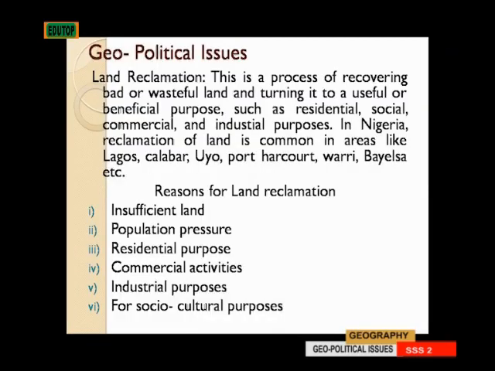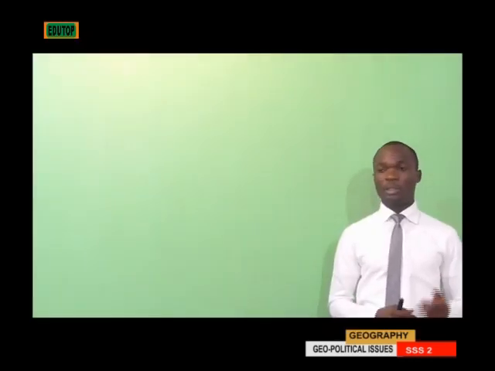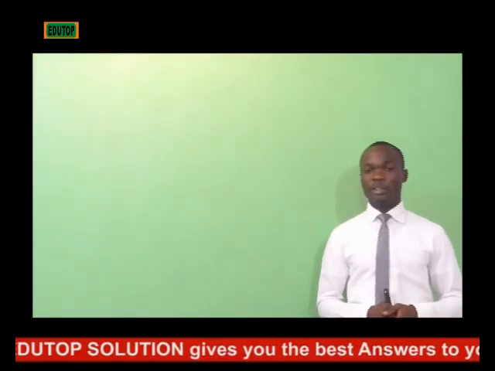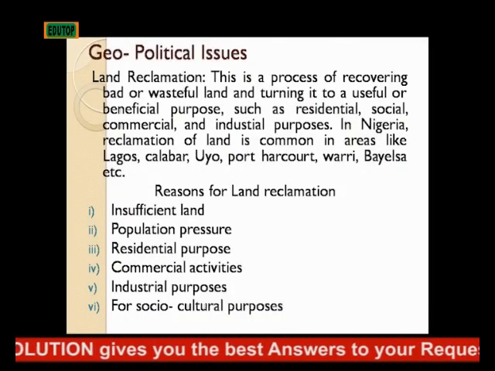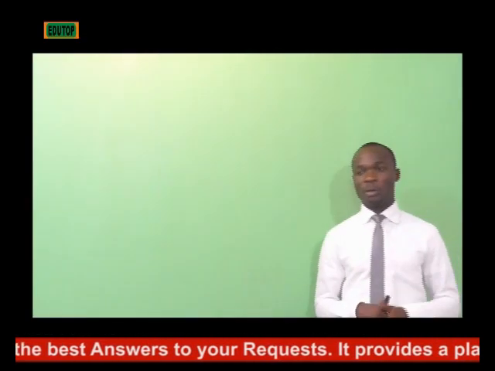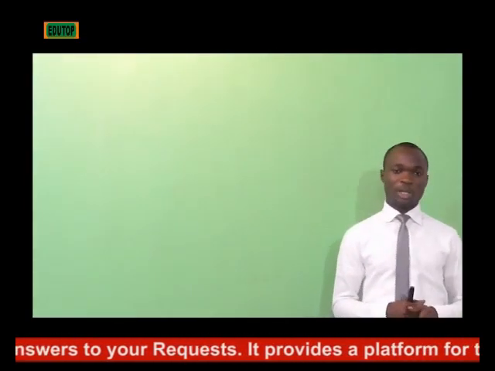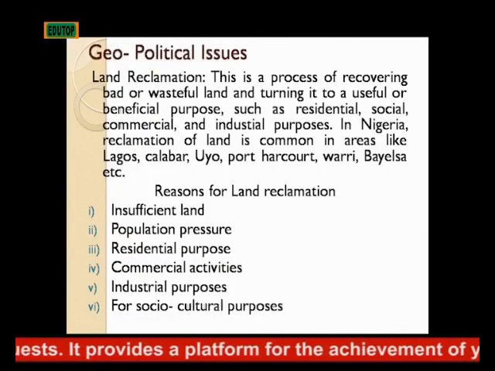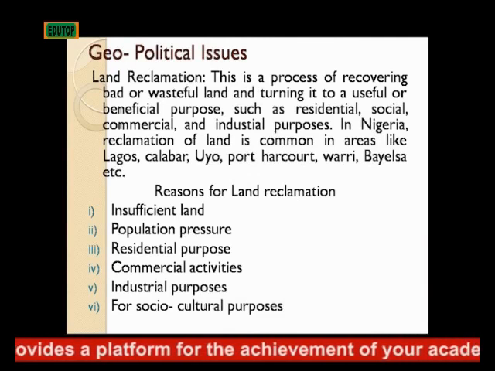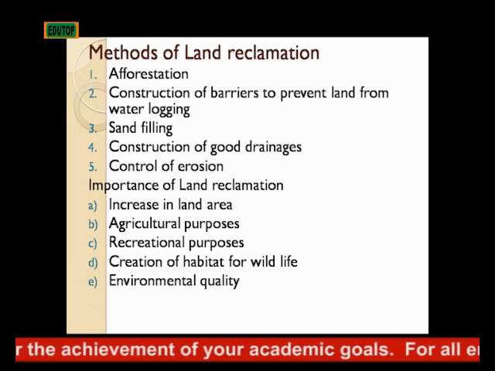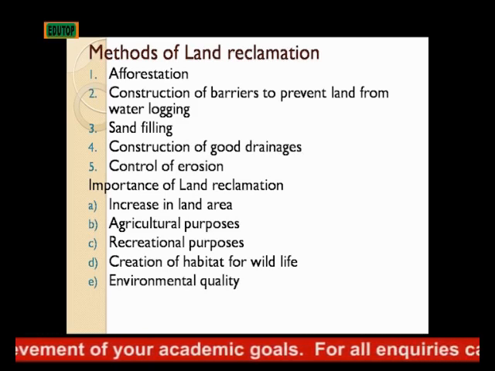Population pressure is another reason. The pressure on the land that is good is increasing because of population increase also, and therefore there is a need to source for additional land areas, for residential purposes, commercial activities, industrial purposes, and finally for socio-cultural purposes. Methods of land reclamation. One is through afforestation.